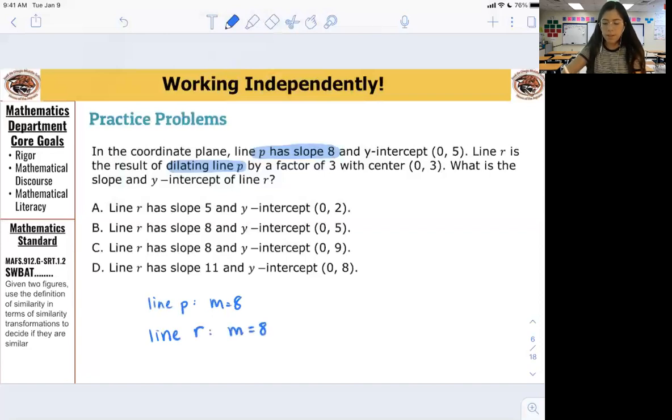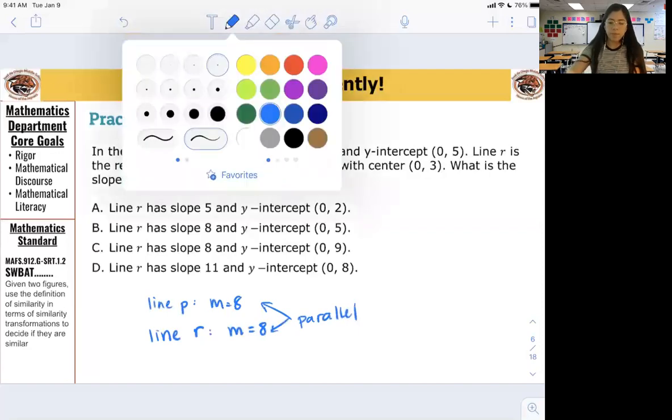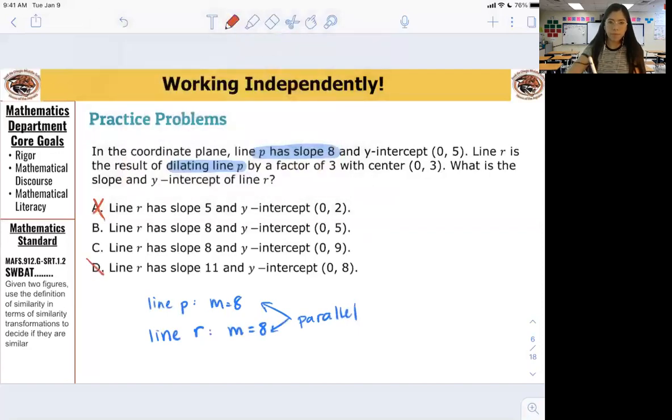Good. They're going to have the same slope because we know they're going to be parallel, which is something that right off the bat, I didn't have to do any work at all, and I can eliminate 2 answer choices. Okay. Now, here's the part that's a little bit trickier.